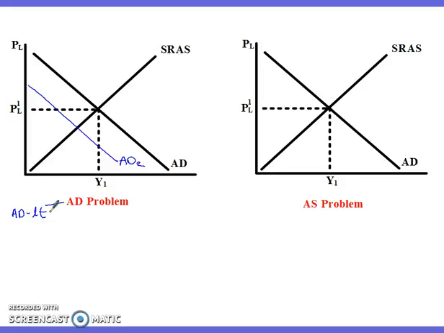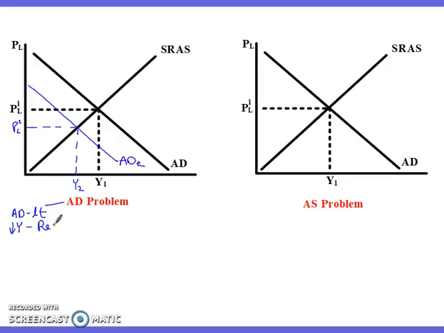So what do we actually see happen? What we actually do see is we can look at data and see if prices and gross domestic product are going down at the same time. The only way that can happen is if the aggregate demand curve shifts to the left. That's how we identify that we have an aggregate demand problem: GDP and prices are both going down at the same time.